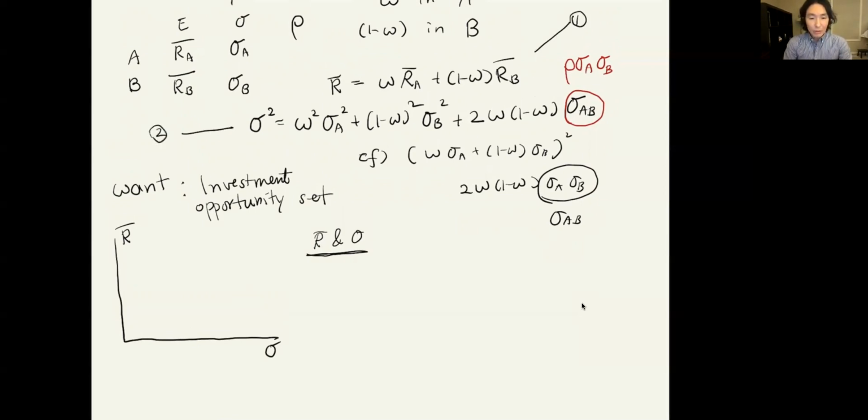And if you look at the two equations, expected return on RA and RB, so these are given parameters. So these are like constants. That is also constant. Also, the correlation is the constant. The only free parameter is W. So W is the free parameter.